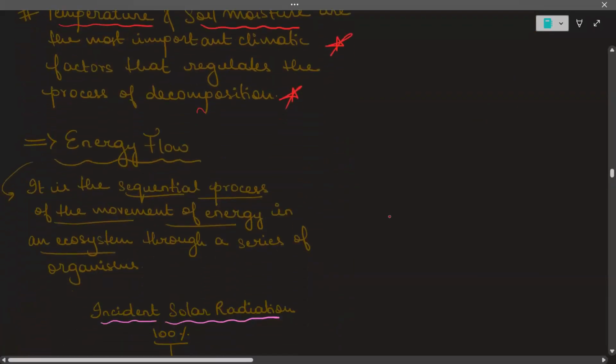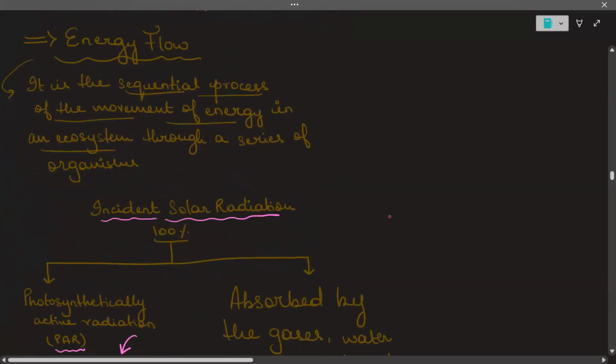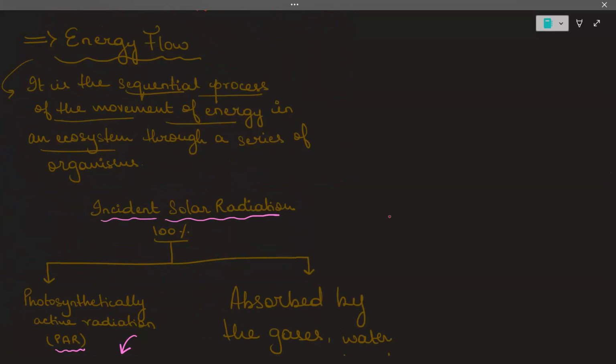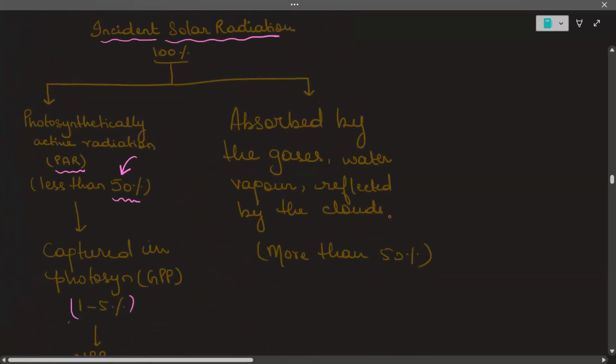Clear? Now, the next ecosystem function is energy flow. Energy flow is the flow of energy from one level to another. For example, the flow of energy from the producers to the consumers is called energy flow. Now, we know that the ultimate source of energy on Earth is the sun.